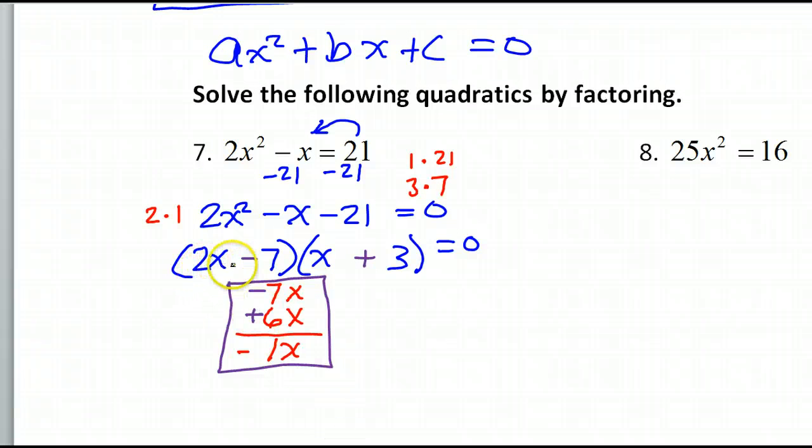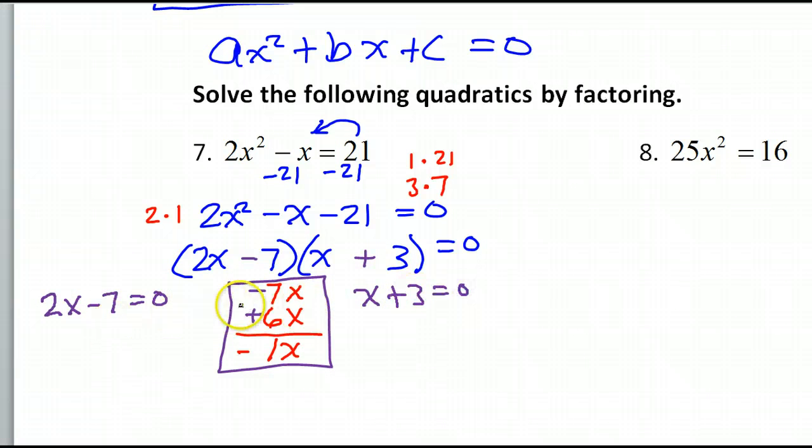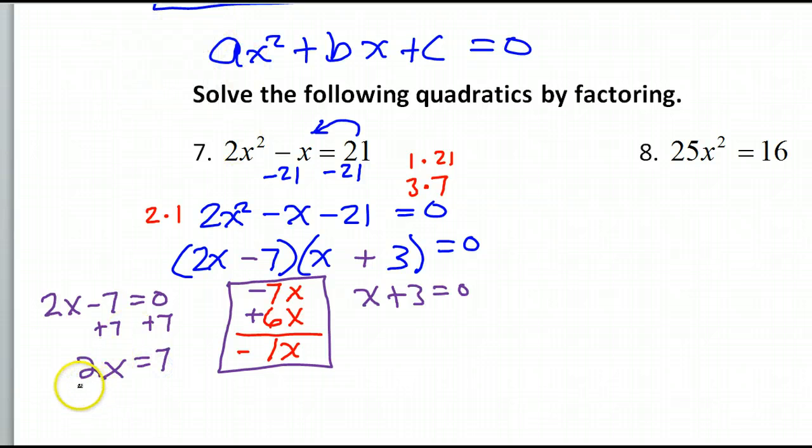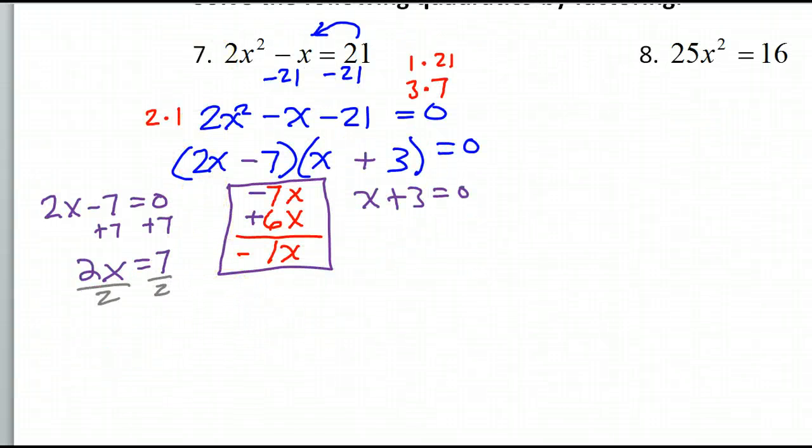How do we do that, you ask? It's called the zero product property. We set these equal to 0. So I'm going to do 2x minus 7 equals 0, and I'm going to do x plus 3 equals 0. I'm going to solve both of them, and I'm going to get two answers. So here, if I add 7 to both sides, that gives me 2x equals 7. If I then divide by 2, like so, that gives me one of my answers.